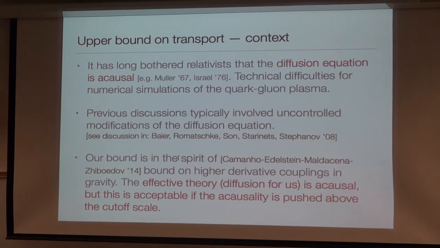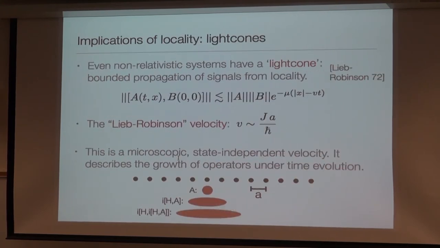Okay. So again, the effective theory, diffusion in this case, is acausal, but this will be acceptable as long as the acausality is pushed above the cutoff scale, outside the domain of validity of the theory. I'm going to say this again in a minute. But before we do that, let's talk about causality.